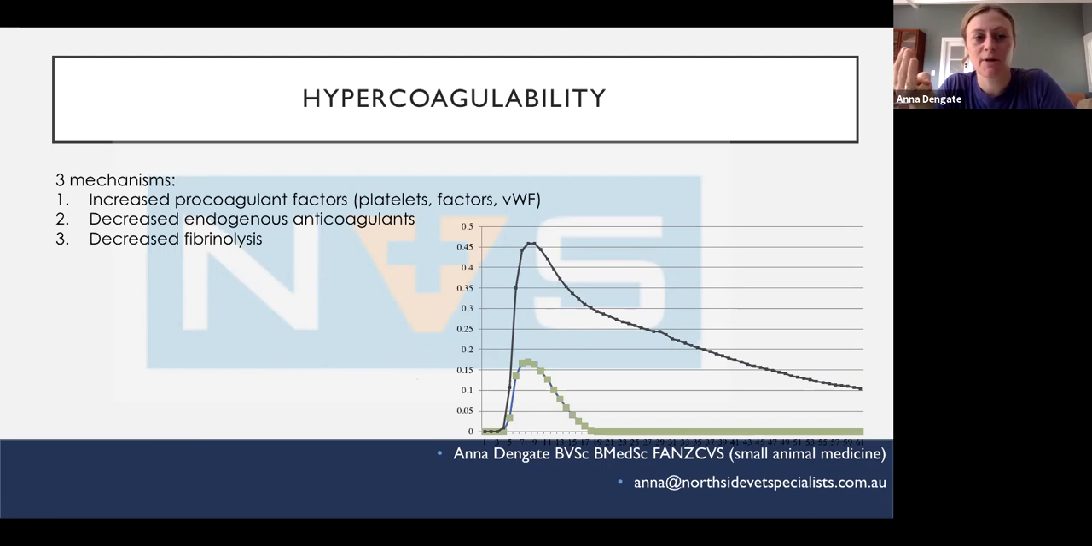Three mechanisms of hypercoagulability: increased clotting, decreased anticoagulant, or decreased clot breakdown.